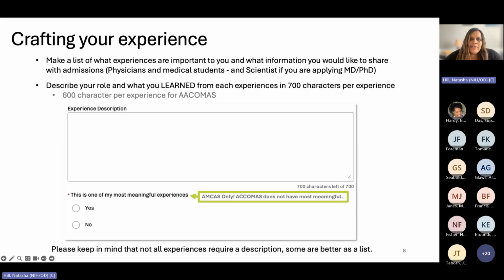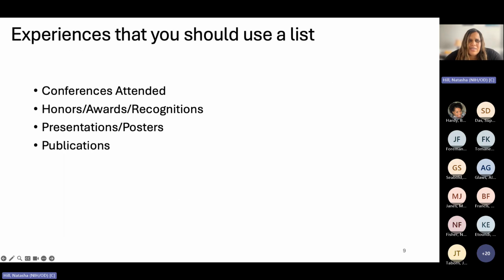Actually, there are some experiences that lend themselves better to a list. So what are those experiences? Well, maybe you'll consider listing the conferences you've attended, your awards and recognitions, your poster presentations or oral presentations, and your publications. So how might this look?